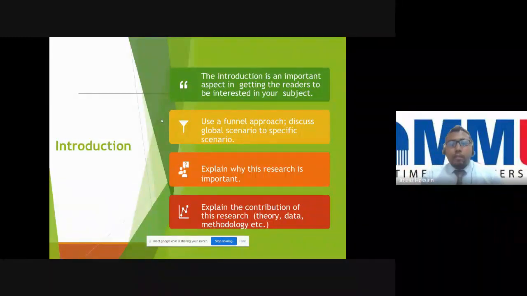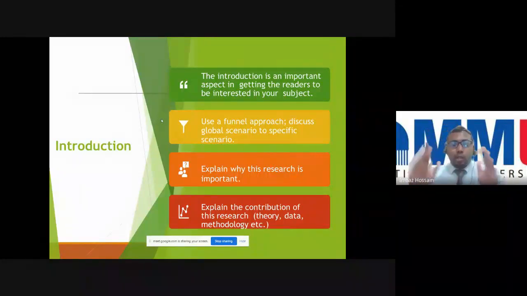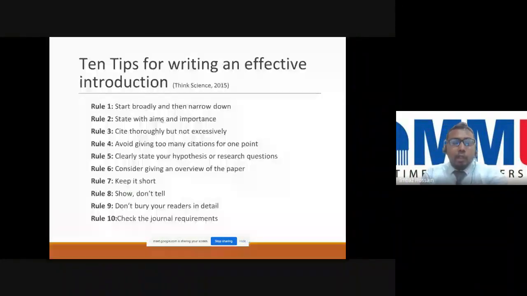Okay, then explain why this research is important, why actually we conduct the research. You explain the importance of the research, the contribution of the research, theory, data, and methodology. Which methodology you use, you just briefly explain in 2 or 3 lines or one paragraph in the introduction. Okay, so that will be a good shape for the introduction.